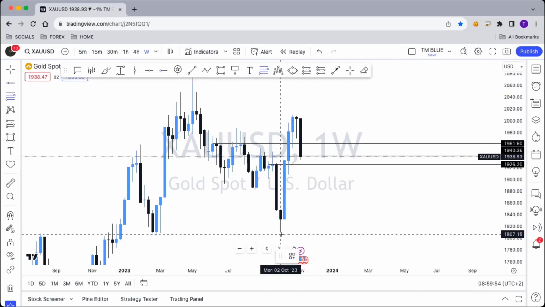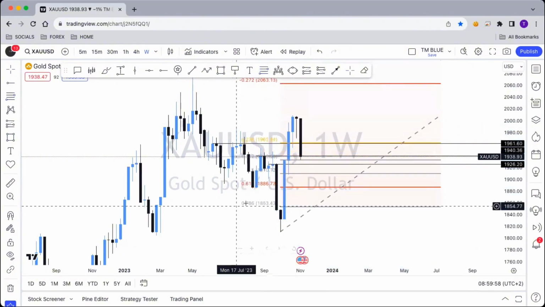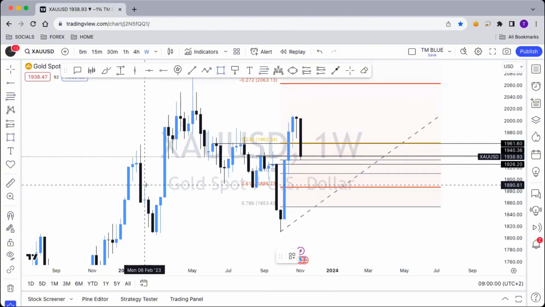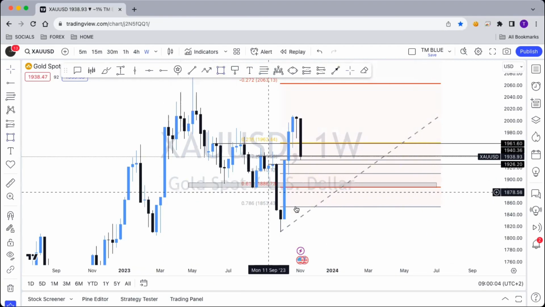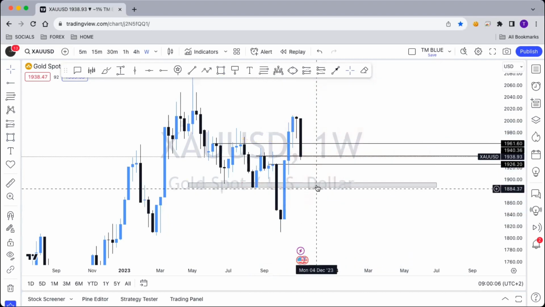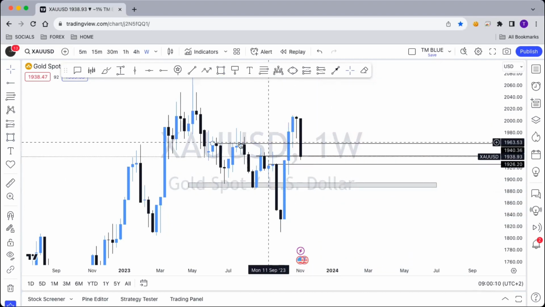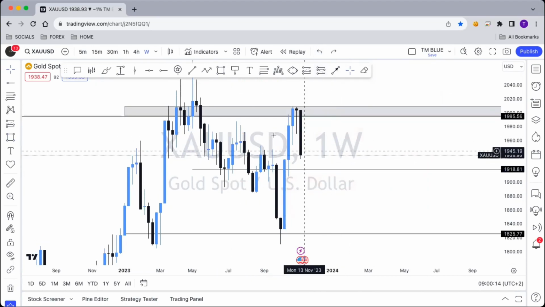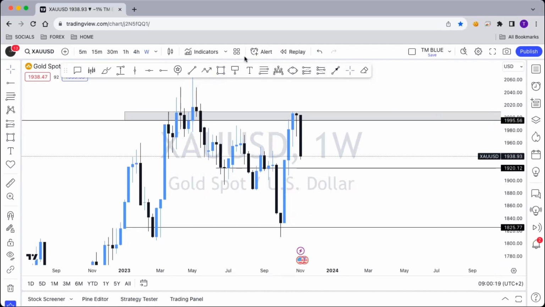Let's just use the fib one more time from the high to the low. Could gold come all the way down into this area, 1895? Let's take a look at the daily time frame quickly. Okay, let's go back to our original analysis. Perfect. All right, I'm going to put that there.